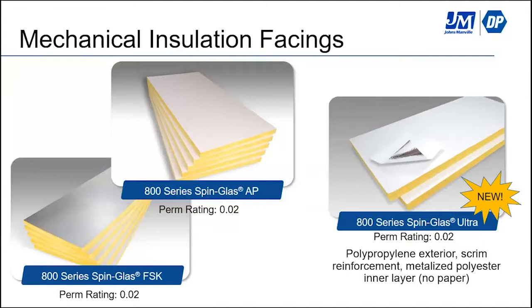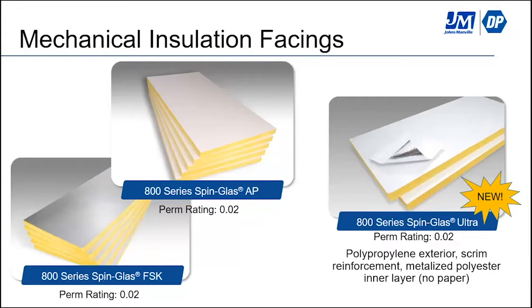Johns Manville has a couple ASJ or all-service jacket style facings. The first one is AP. This is a white bleached kraft paper facing with the fiberglass reinforcing scrim and foil on the inside, or facing the fiberglass, for the vapor retarder.